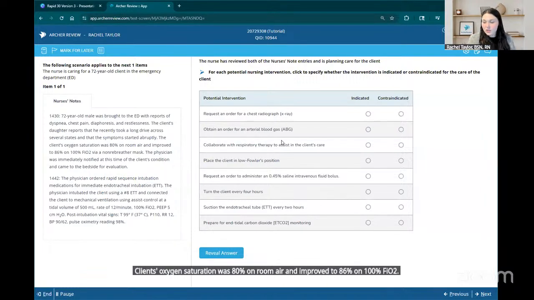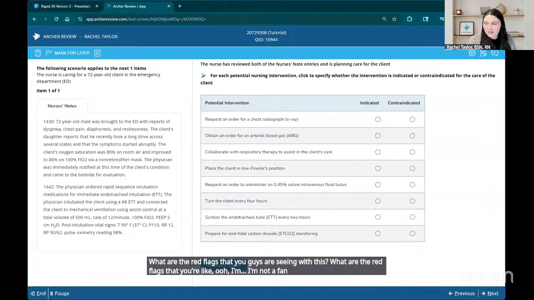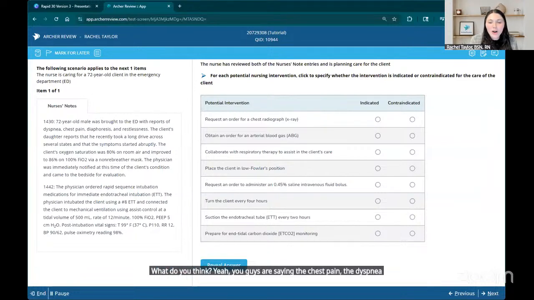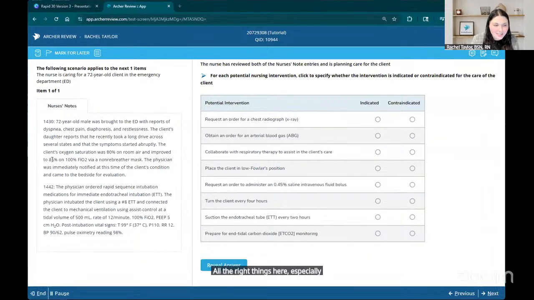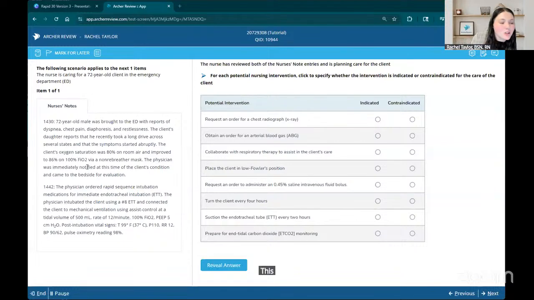What red flags do you have? Because I definitely have some red flags already. What are the red flags that you guys are seeing with this? What are the red flags that you're like, ooh, I'm not a fan? What do you think? Yeah, you guys are saying the chest pain, the dyspnea. This is a long drive. Absolutely. You're definitely saying all the right things here, especially with that oxygen saturation, 86%, even on 100% FiO2. I'm like, oof, this isn't good. I'm a little concerned here.